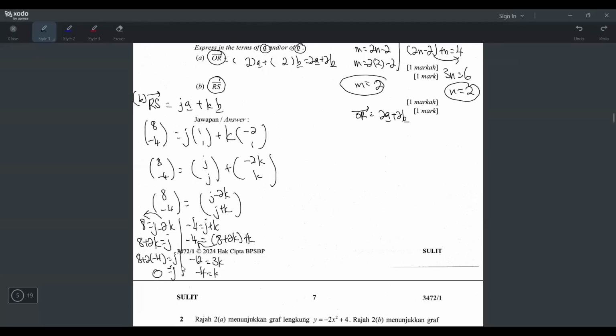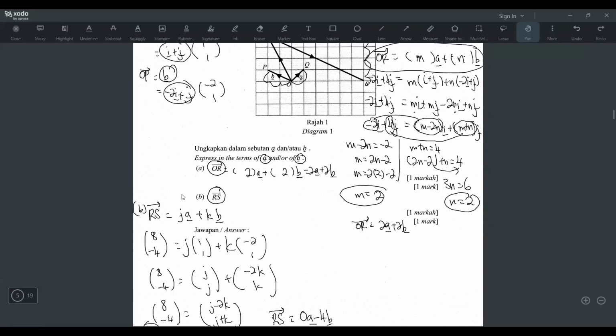Right? So after you get your J and K, you should sub back inside here, right? When you sub back, you get the answer already. So RS vector equals JA plus KB, which J is 0. So 0A plus K, which is minus 4B like this. Okay. So the final answer is negative 4B. The 0A no need to write because 0A is 0. So let's check using the other method and see whether it's correct.